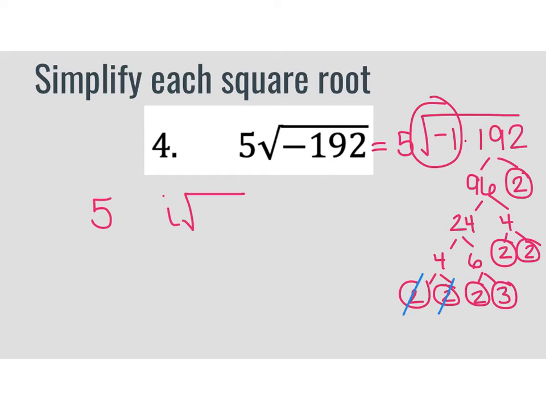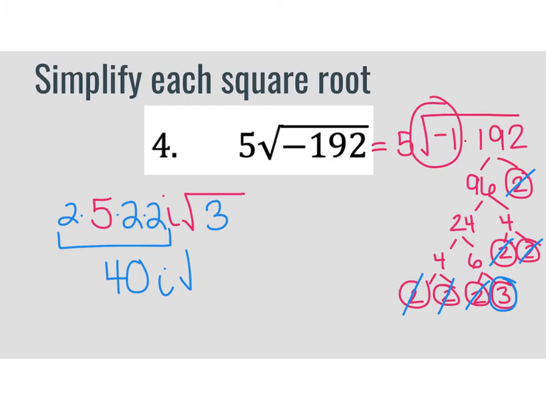So I see a pair of 2s, so I'm going to have times 2. I have another pair of 2s, so another 2. I have a third pair of 2s, and I have a leftover 3 that stays under the radical. So this becomes, multiply your coefficients back together, 40i root 3.